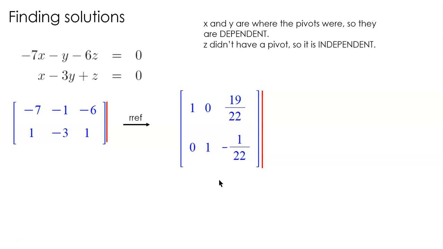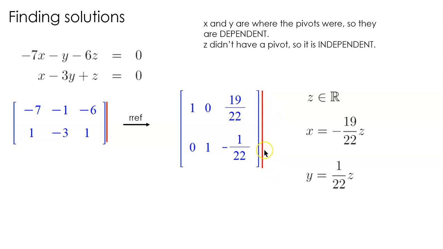X and y are where the pivots are, so they are dependent variables. And z didn't have a pivot. It's pivotless, so it is an independent variable. That means z can be anything. Z is any real number. And x and y are written in terms of z.